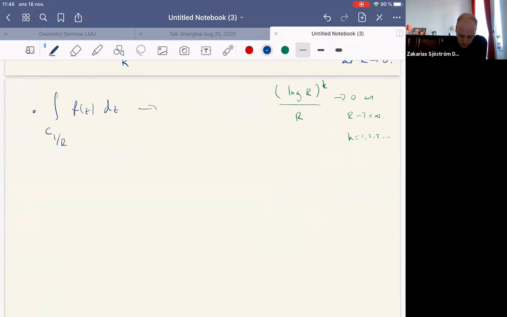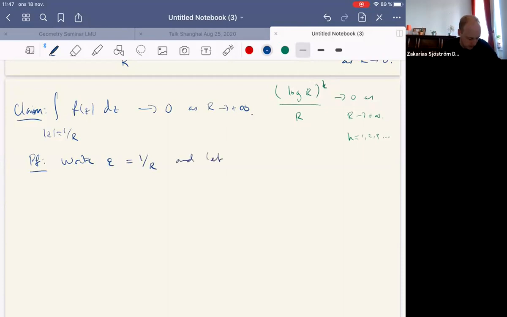So we claim that this goes to 0 as r goes to plus infinity as well. Okay, and by this let me write it in the other way. So now we have a very small circle of radius 1 over r around 0. And so the proof is that we can write epsilon, which is 1 over r, just for convenience. And we think that we let epsilon go to 0.